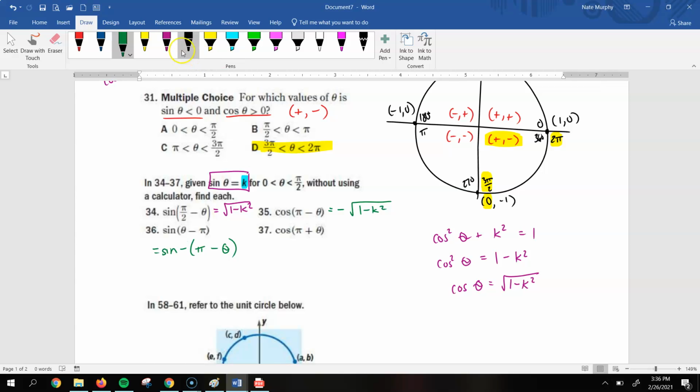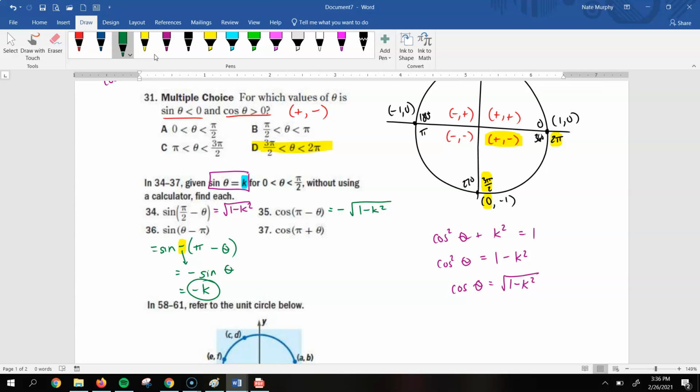All right, well, looking at our notes, we have a rule for this one because we know the supplements theorem says the sine of pi minus theta is equal to the sine of theta. But we have that negative there. We have this negative here, so that means if the sine of pi minus theta is sine of theta, that means the sine of the opposite of that would be the opposite of the sine of theta. Okay, and it's only because of that negative there. All right, so we know the sine of theta is k, so our answer for this one would be negative k. So that would be your answer for 36.